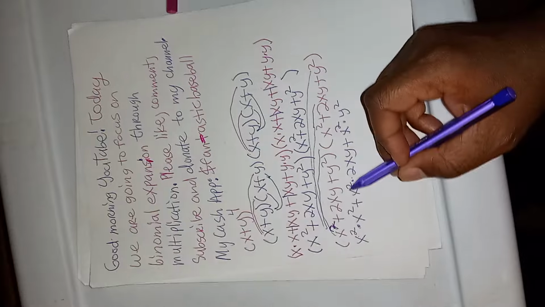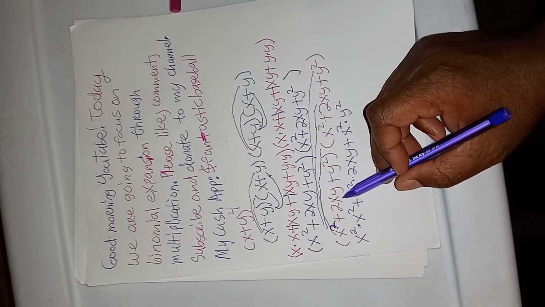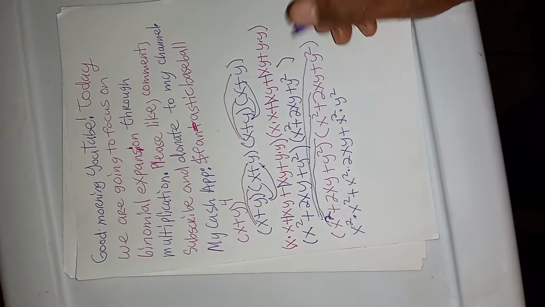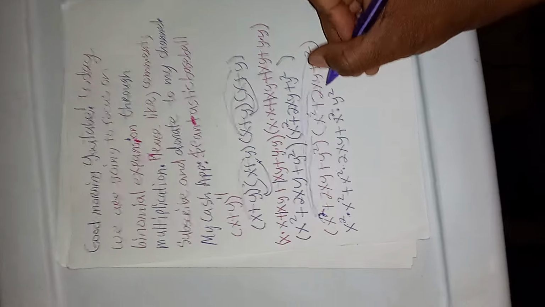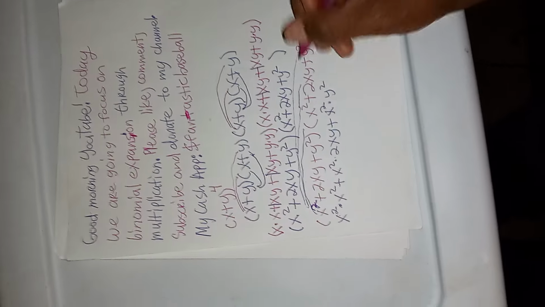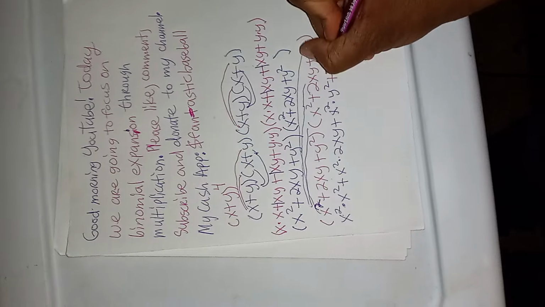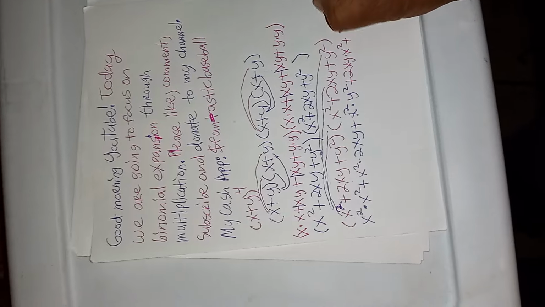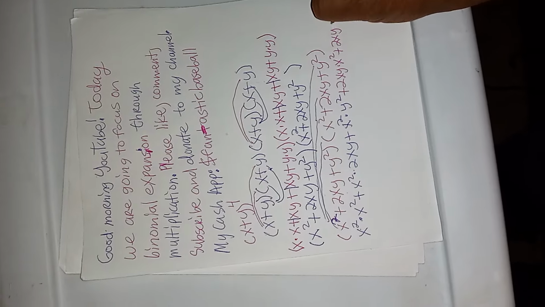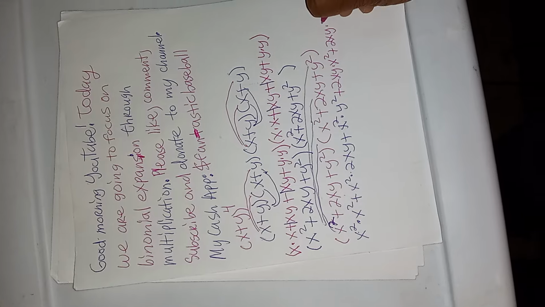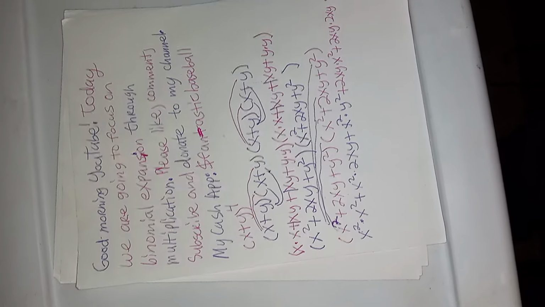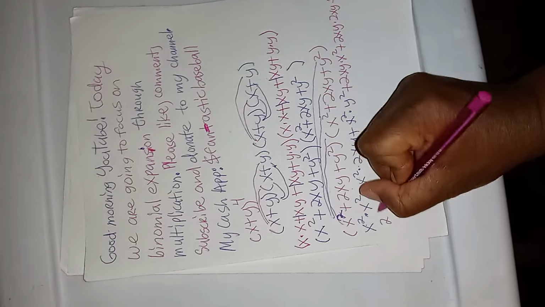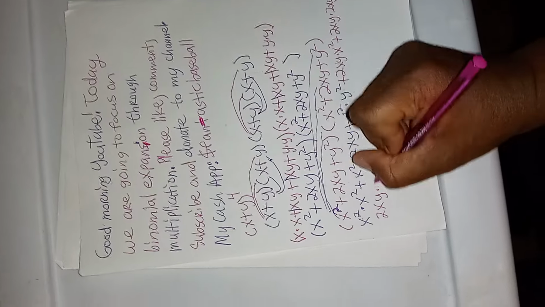And then we're going to take the 2xy and multiply it by x squared plus 2xy plus y squared. So, plus 2xy times x squared plus 2xy times 2xy plus 2xy times y squared.